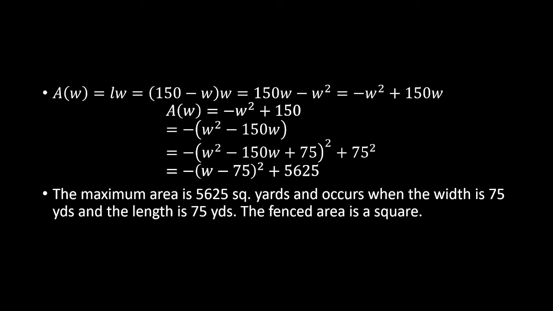And then we take that and put it in terms of W for area. So to find the area, it is L times W. So L is 150 minus W, times W. So you get 150W minus W squared, or we write it as negative W squared plus 150W. You complete the square, you get this from over here, it gets added. So you will get negative (W minus 75) squared plus 5,625.